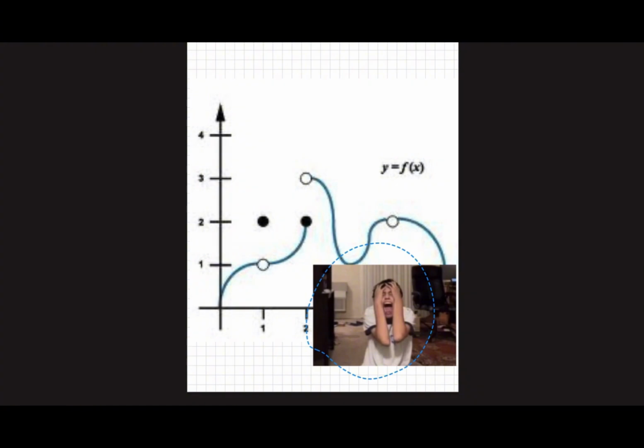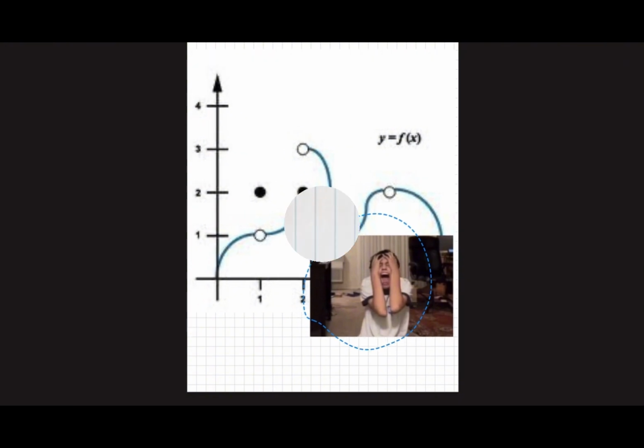So, by the end of this video, you'll understand what a limit actually means, how to read limit notation, left-hand versus right-hand limits, and how to solve basic ones without crying internally.